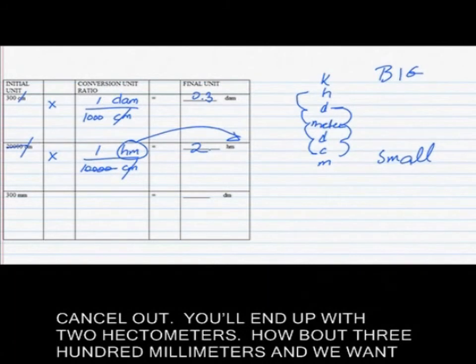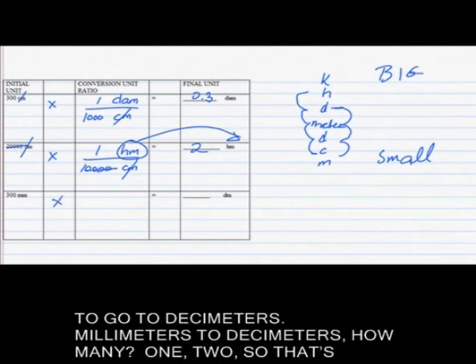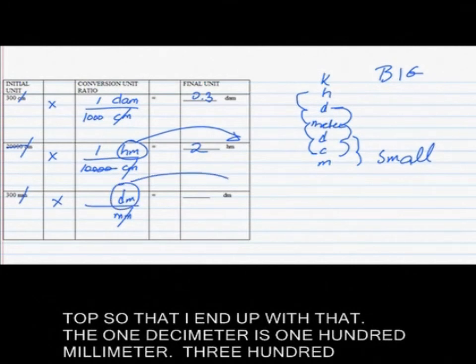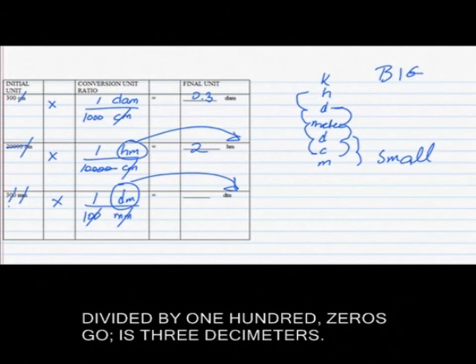How about 300 millimeters? And we want to go to decimeters. Millimeters to decimeter, how many? 1, 2. So that's 100. So you're going to have millimeter at the bottom so that they cancel out, and decimeters on top so that I end up with that. So 1 decimeter is 100 millimeters. 300 divided by 100, the zeros go, is 3 decimeters.